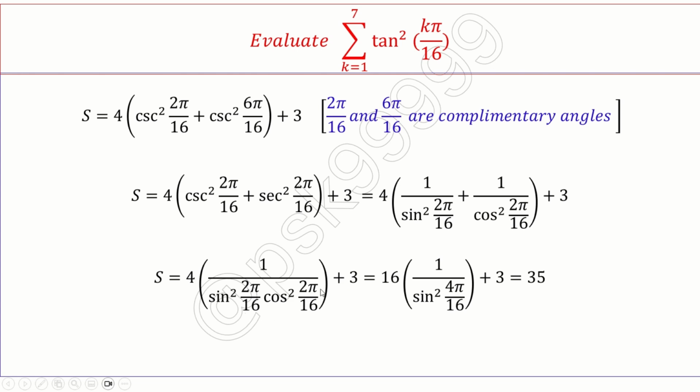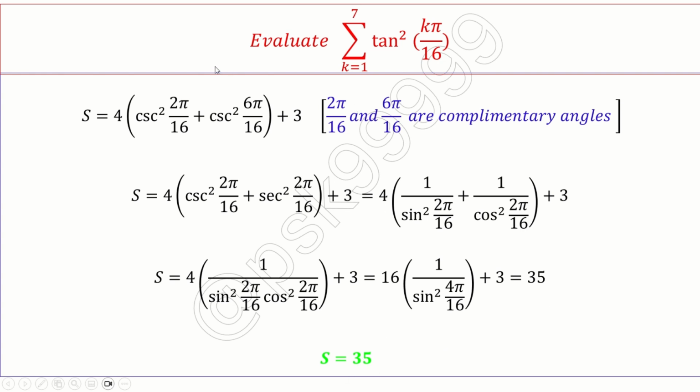So this is nothing but sine 2 theta, the double angle formula. If I multiply by 4 on both sides, you get 16 times 1 by sine square 4 pi by 16, plus 3. Sine pi by 4 is 1 by root 2, so sine square is 1 by 2. So what I will get is 2 into 16, that is 32, plus 3, which is 35. So the given summation is 35.